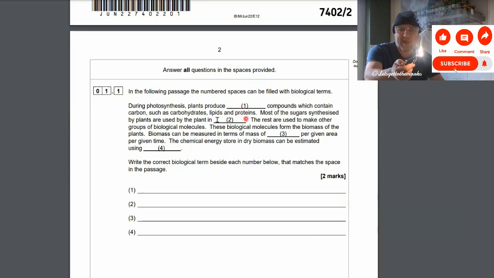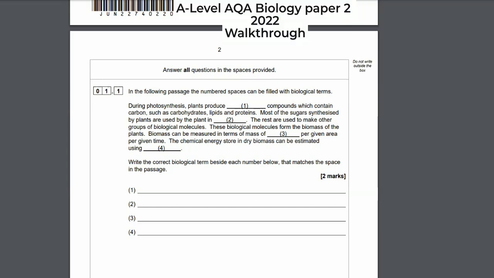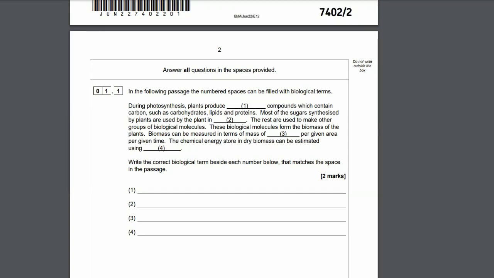Okay, 1.1. During photosynthesis, plants produce compounds which contain carbon, such as carbohydrates, lipids, and proteins. Most of the sugars synthesized by plants are used by the plant in blank 2. The rest are used to make other groups of biological molecules. These biological molecules form the biomass of plants. Biomass can be measured in terms of mass of blank 3 per given area per given time. The chemical store in dry biomass can be estimated by using blank 4. Write the correct biological term beside each number below that matches the space in the passage.